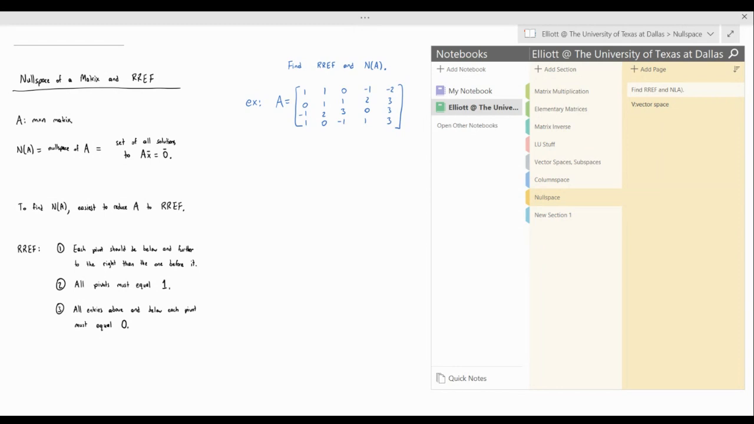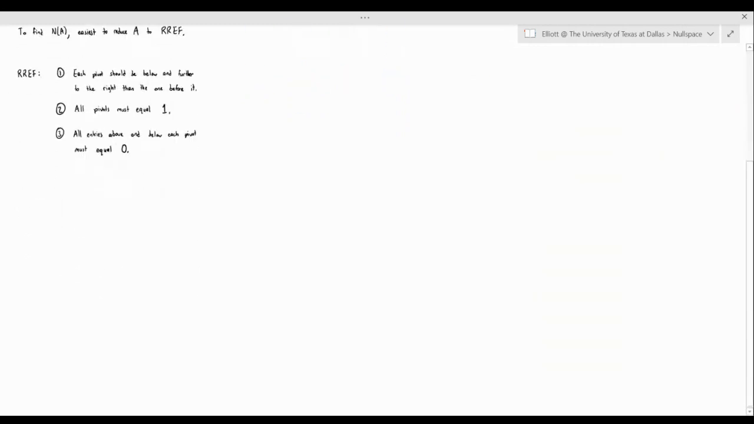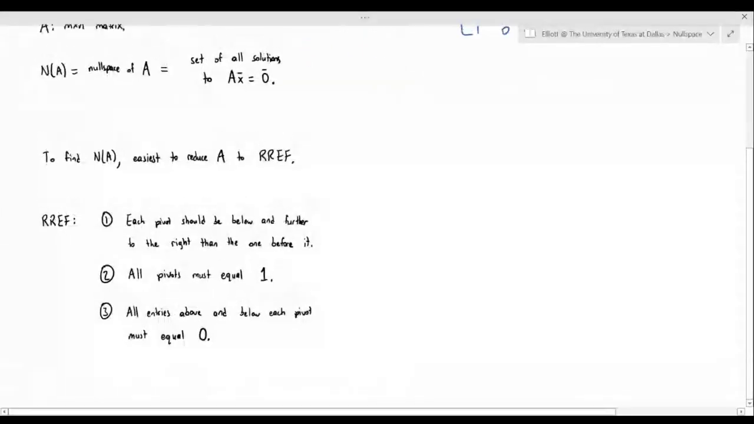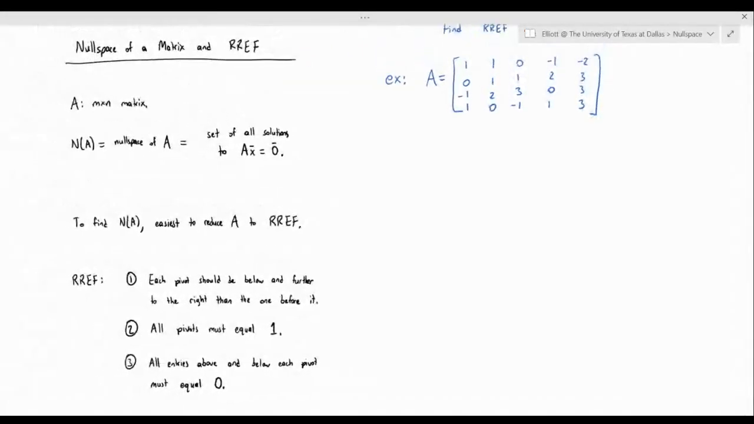So I think it'll be good to go on to one final topic. I wanted to go on to nullspace because I think nullspace is not that difficult of a topic, so you can probably knock that out with the time remaining for the most part.